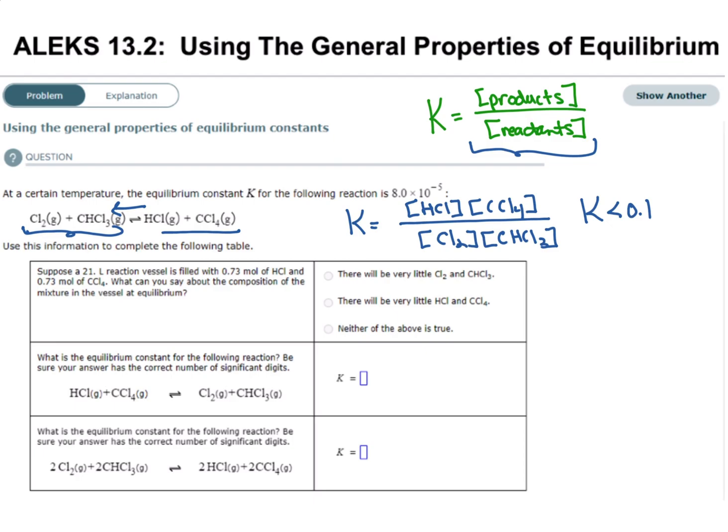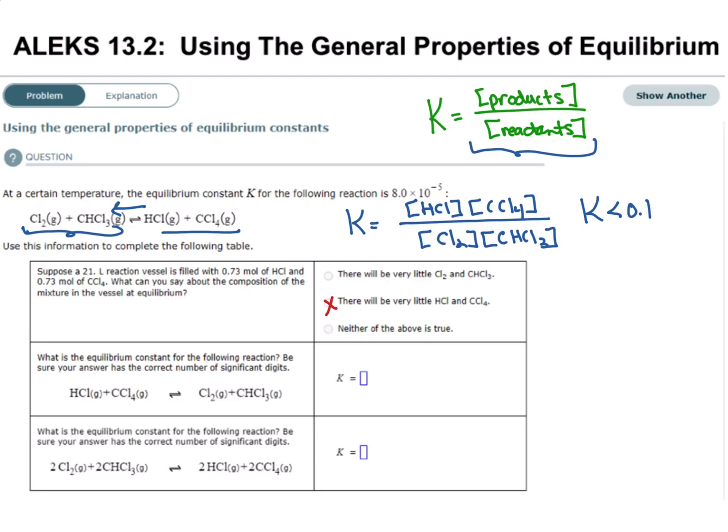So in this first part of the question, they want us to determine the composition of the mixture in the vessel at equilibrium. They want us to say what will happen if this equilibrium constant is less than 0.1, which it is. So that means we would make more reactants, less product. So of our options here, that means we will make more Cl2, CHCl3, and very little HCl, CCl4. So this would be our answer.